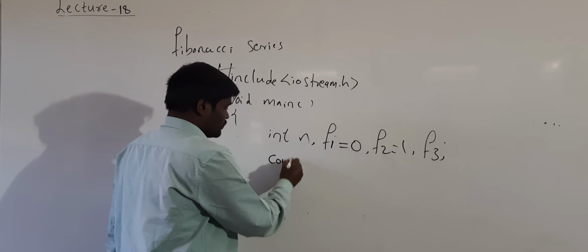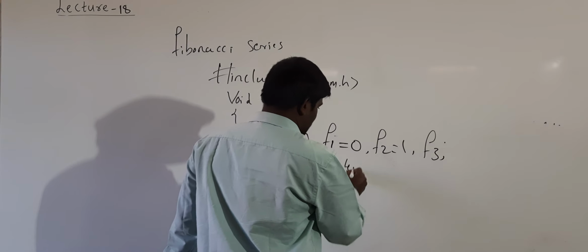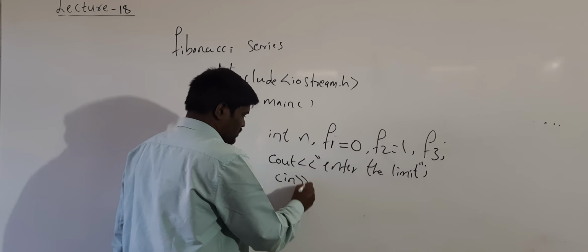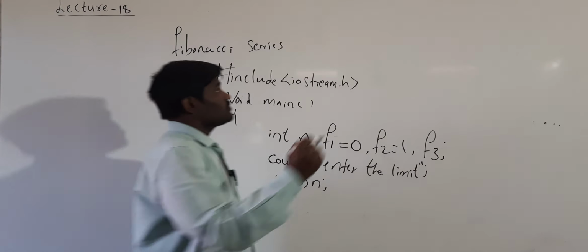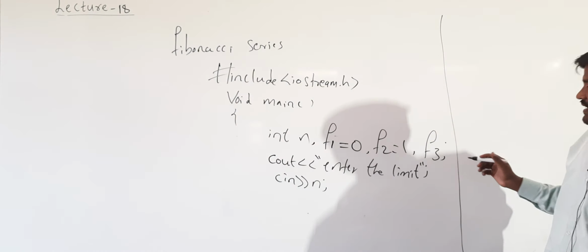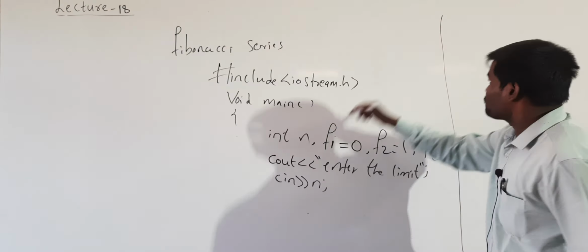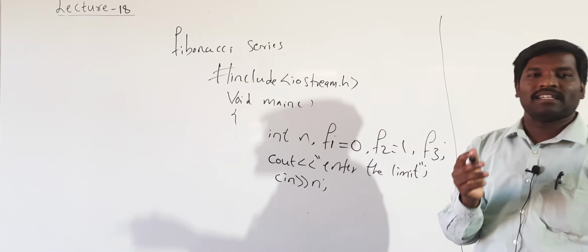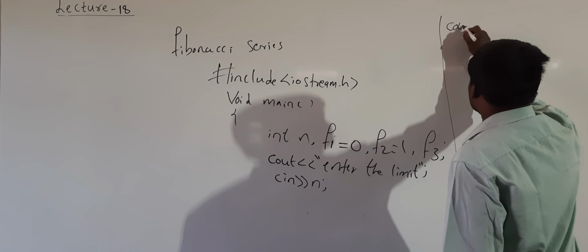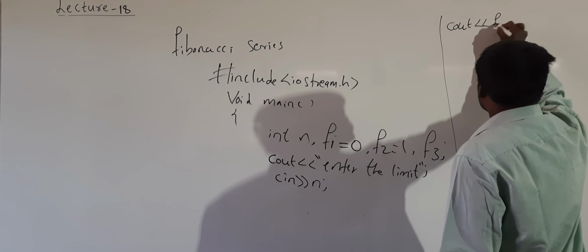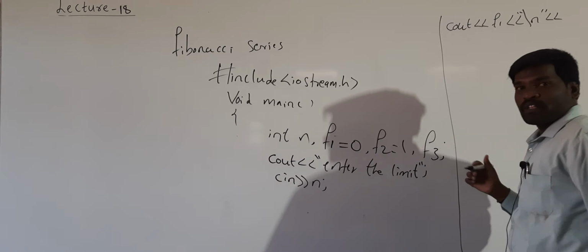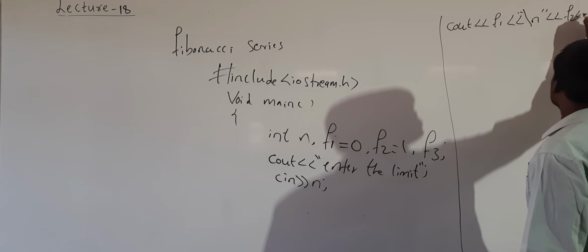cout, "Enter the limit", cin n. Here n is the input value. Before printing the third value, first we need to print Fibonacci 1 and Fibonacci 2. That's why I write cout Fibonacci 1, backslash n indicates the new line, cout Fibonacci 2, endl.